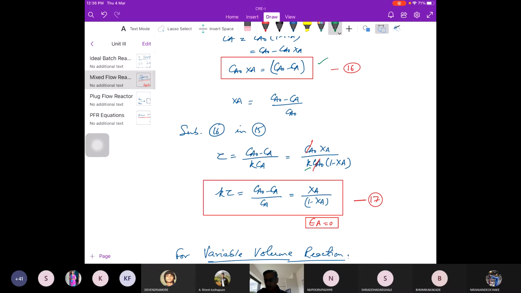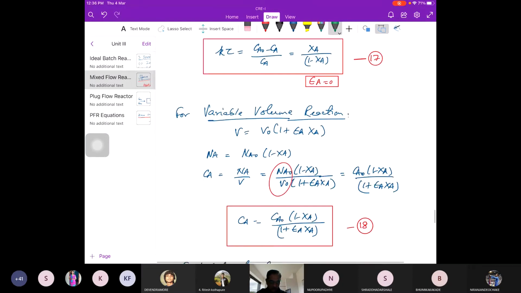So mixed flow reactors के problem थोड़ा easy होते हैं because there is no integral. You don't need to integrate, you just need to substitute the value of minus RA and you can calculate tau values. Any questions on equation 17?